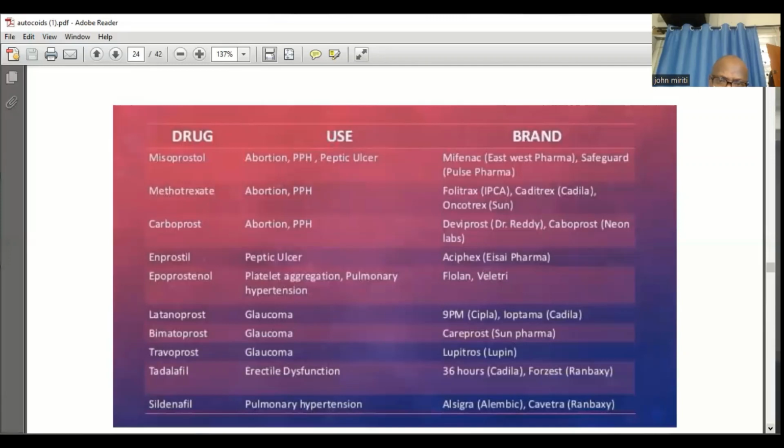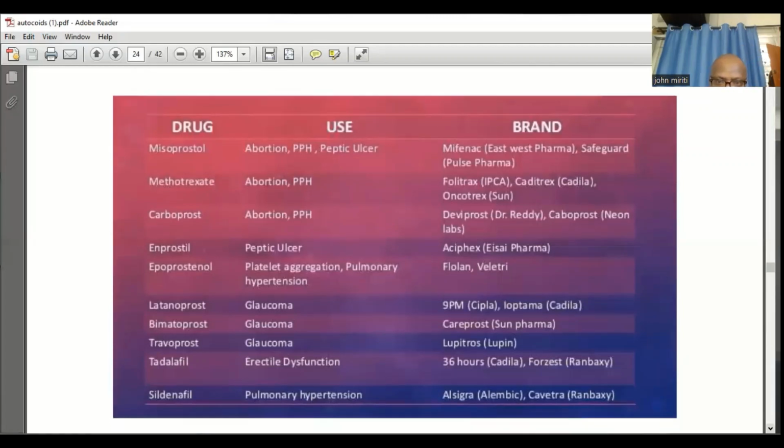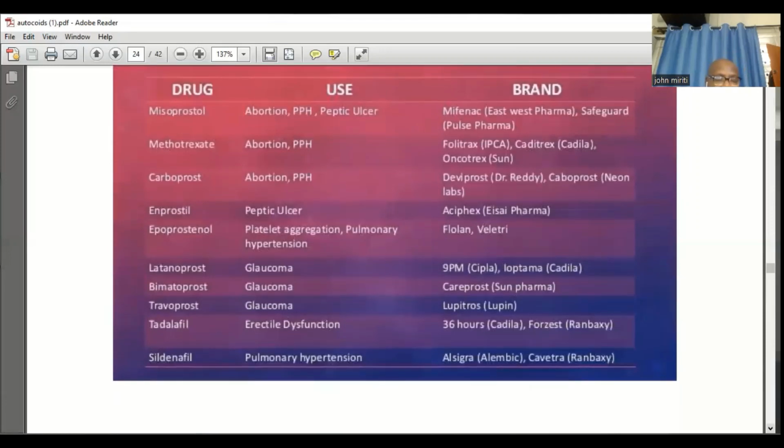Then you have travoprost, for management of glaucoma, with the brand name Travatan. And you have tadalafil, which is used for the management of erectile dysfunction. Then you have sildenafil, which is commonly used in the management of pulmonary hypertension, but people also use it for management of sexual dysfunction. The examples are Cipla and Cavetra. There are so many brands in the market for the management of diseases which can be managed using prostaglandins.